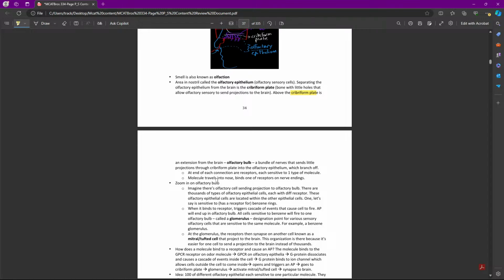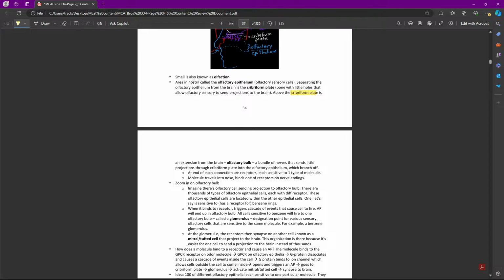Everybody knows what the olfactory bulb is if you're taking any neurobiology or neuroscience class. It is the bundle of nerves that sends the projections to the brain for an olfactory response. At the end of each connection are receptors, which are sensitive to one type of molecule. The molecule travels into the nose and binds one of the receptors on a nerve ending.